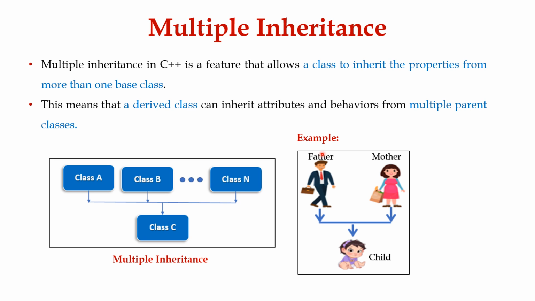Now let's consider the real-time example where father and mother act as base classes and child acts as a derived class. We achieve multiple inheritance here where the child inherits the properties from her father and also from her mother.